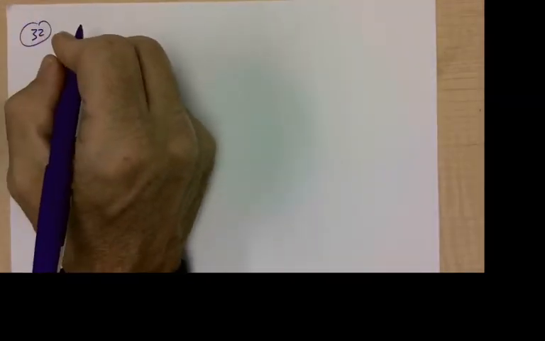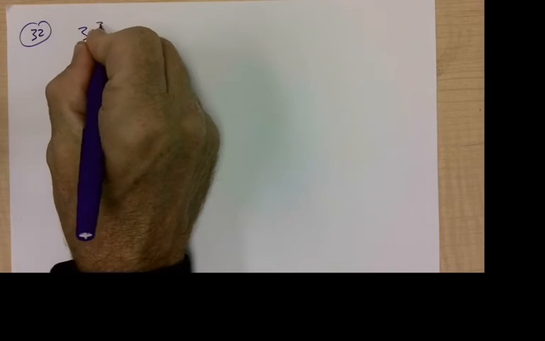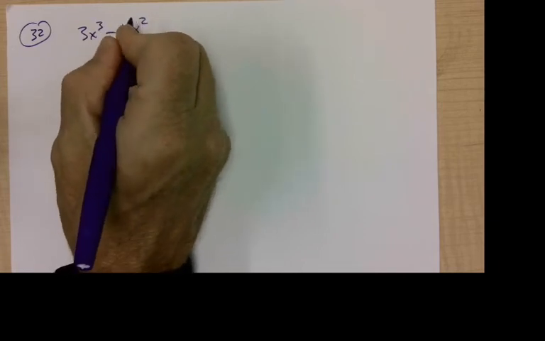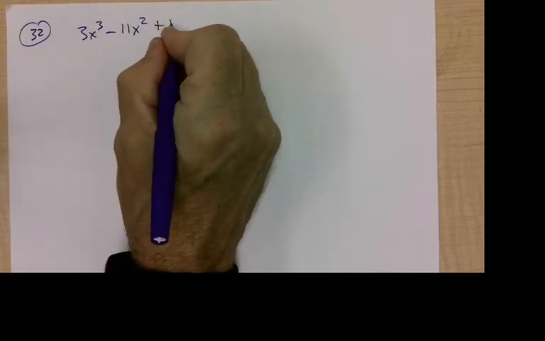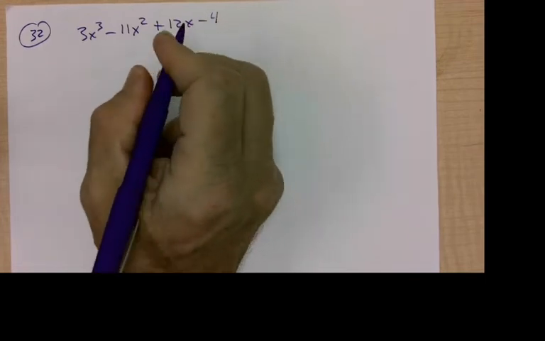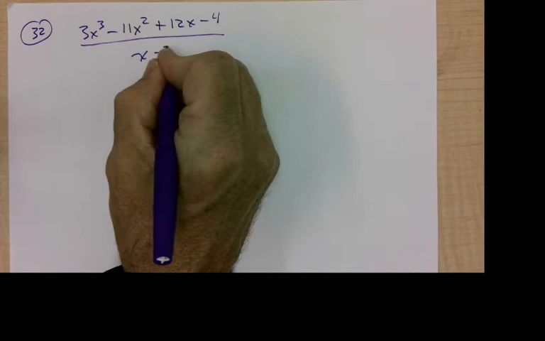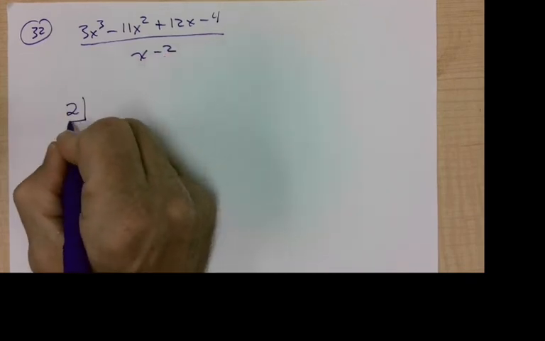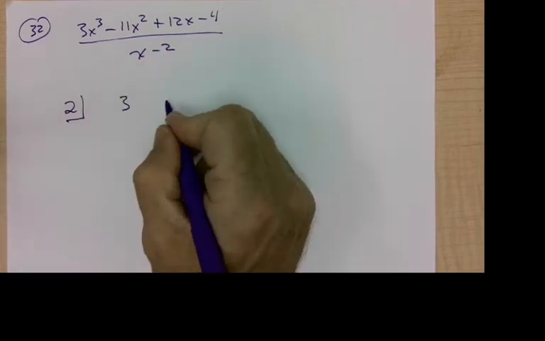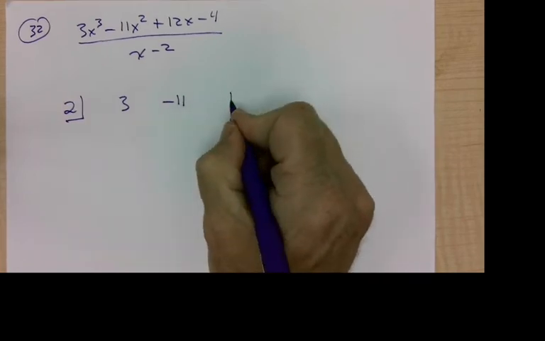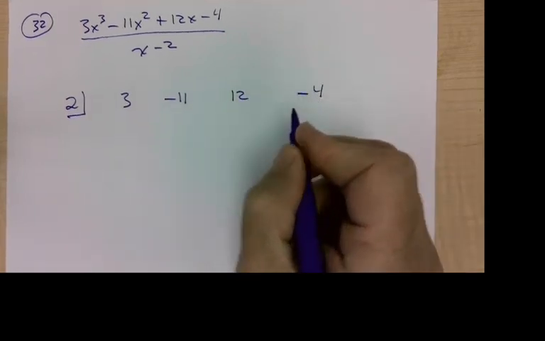So on number 32, it says 3x cubed minus 11x squared plus 12x minus 4 divided by x minus 2. So it's x minus 2, so 2 comes out front. Then we have 3, negative 11, 12, and negative 4.